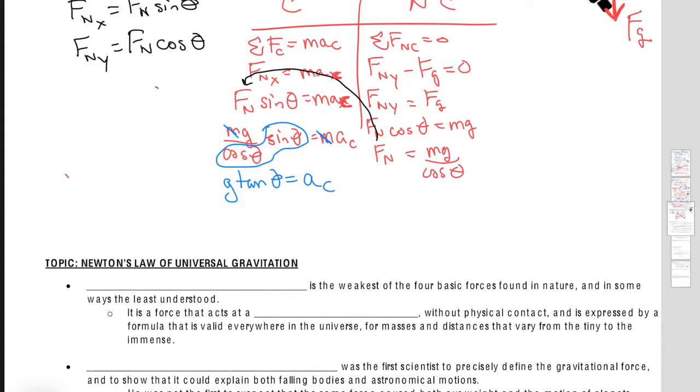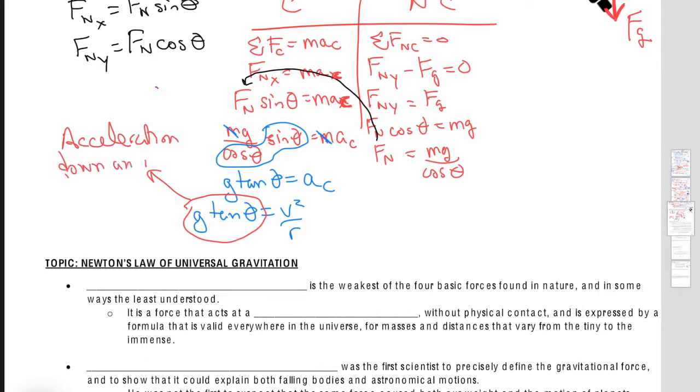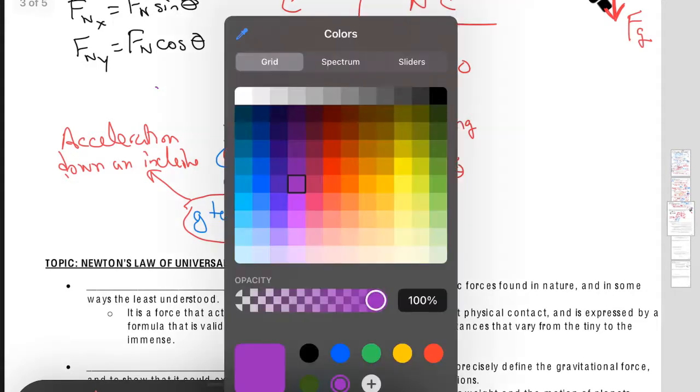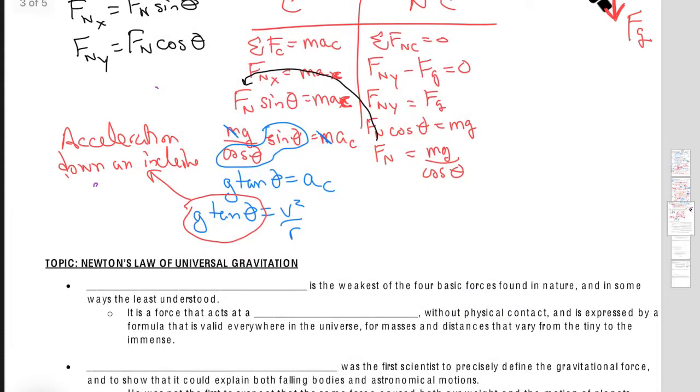So again, here's where we're looking at some of these relationships. But remember, a_c is v squared over r. And if you remember, this right here is the acceleration down an incline, in the absence of friction. If we have friction, then we've got all this other stuff happening. So this is actually looking for the speed that we can take this at. So I'm going to solve this for v, and I'm going to get the square root of r g tan theta.